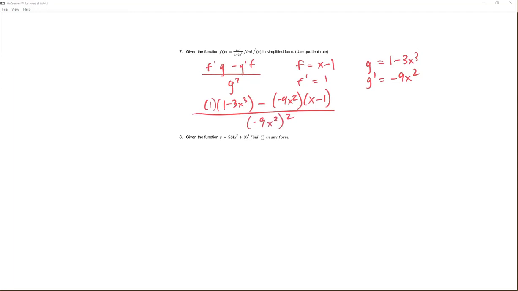Wait, is it g prime squared, or is it just g squared? It's just g squared. Oh, my bad. You're right. So then it is 1 minus 3x cubed, squared. Cool? Not too bad. Hopefully it's an easy test.